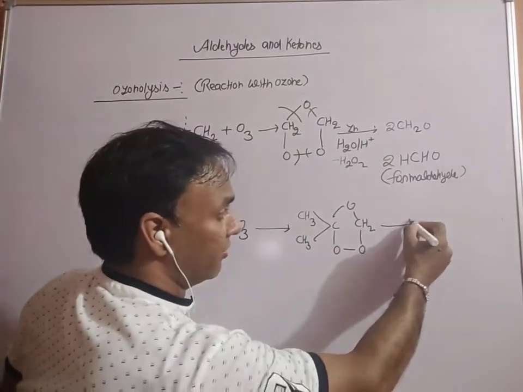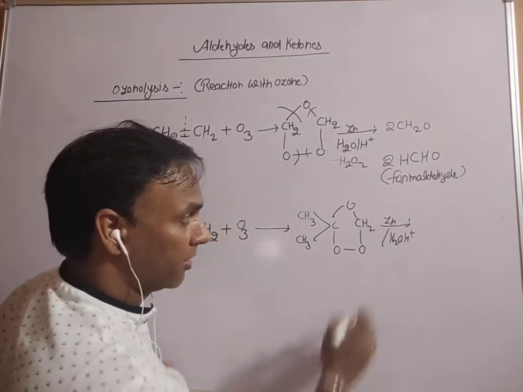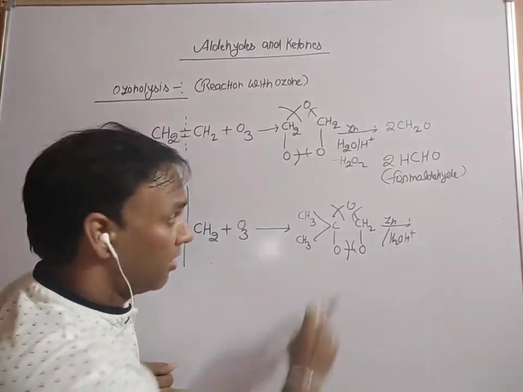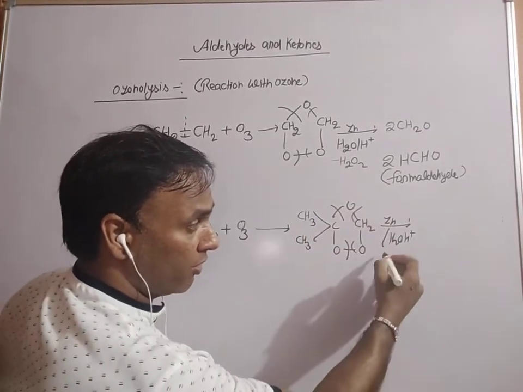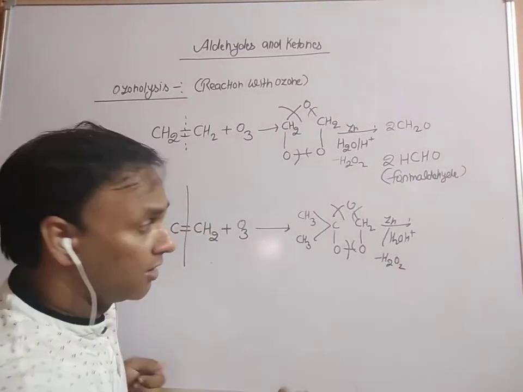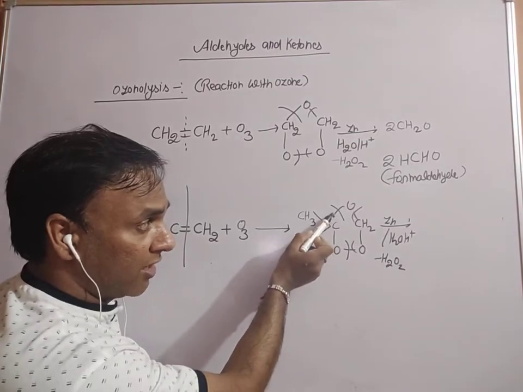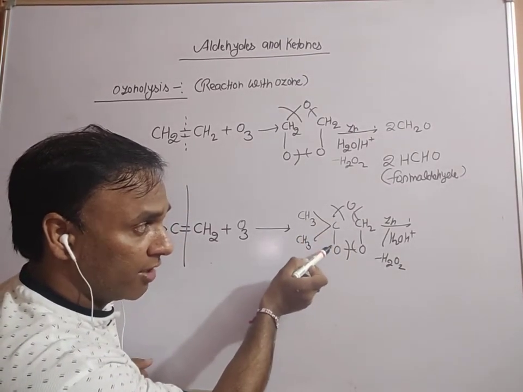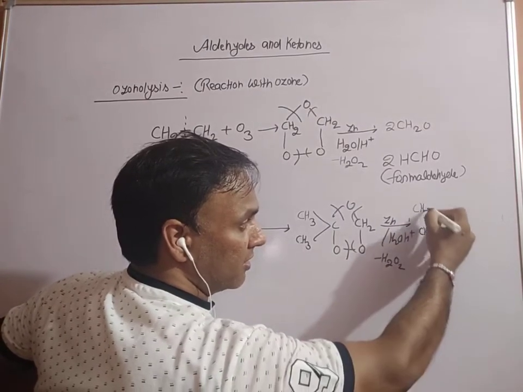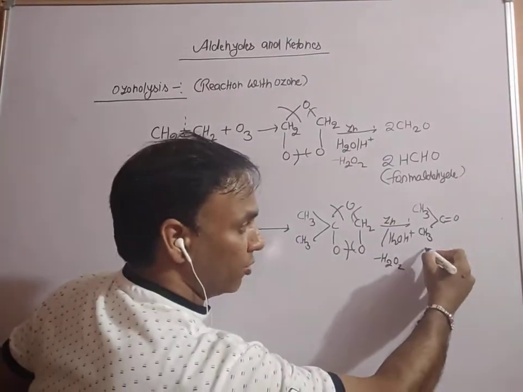Clear? This is reduced in the presence of zinc and hydrolyzed in the presence of acidic medium. The carbon to oxygen and oxygen to oxygen bonds are broken, and this oxygen combines with water to form hydrogen peroxide, H2O2. Clear? Listen, this forms CH3COCH3, and this valency forms a double bond with the carbon and oxygen atom. It forms CH3, CH3, C double bond O. This compound is called acetone.